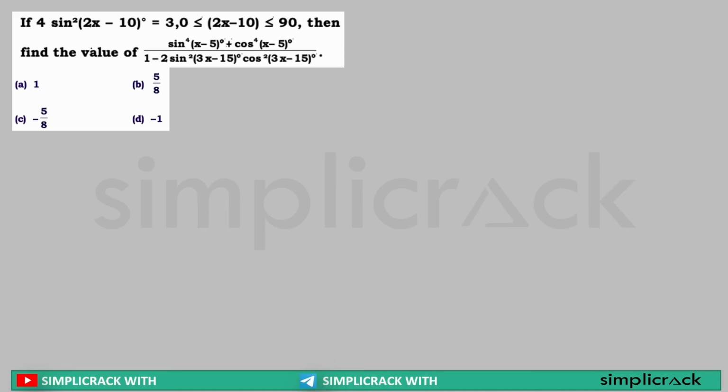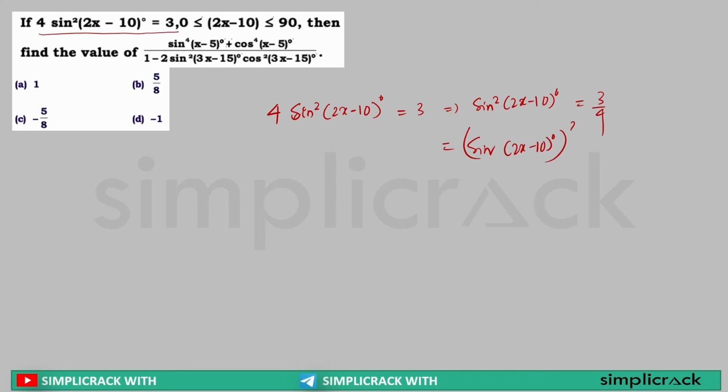Now this is a good question. How? Sir, here it is saying 4 sine square 2x minus 10 degree is equal to 3. Or I can write, sir, sine square 2x minus 10 degree is equal to 3 by 4. Sir, sine square something means what? Sine 2x minus 10 degree whole square is equal to 3 by 4. Yes or no? That means, sir, sine 2x minus 10 degree is equal to square root of 3 by 4, which can be written as root 3 by 2.